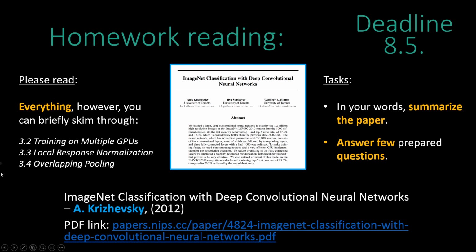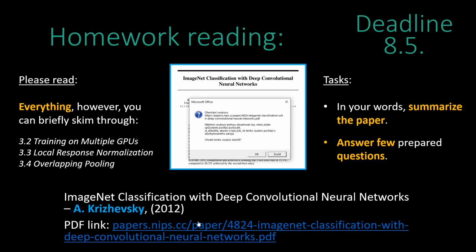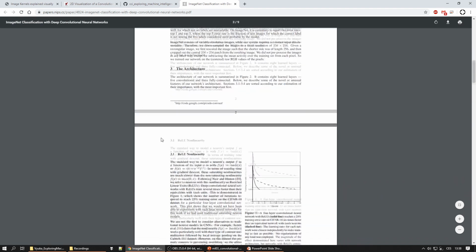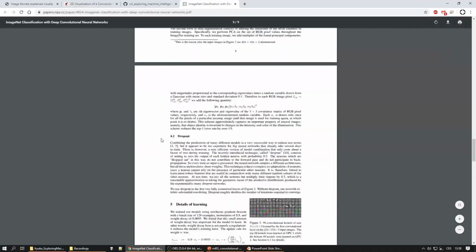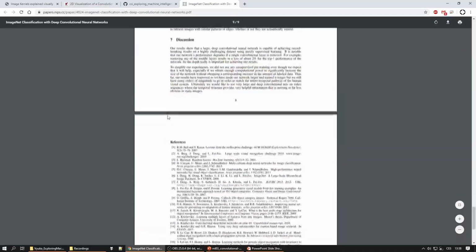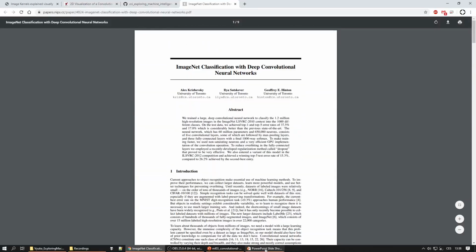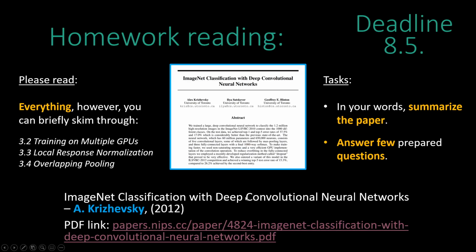Inside this paper, it's a much shorter one actually. I will open it. It has 8 or 9 pages. Yeah, 9 pages. There are some technical details in there, and some of them you will be able to skip or skim through, but it is still quite readable, I think, when compared with other papers.